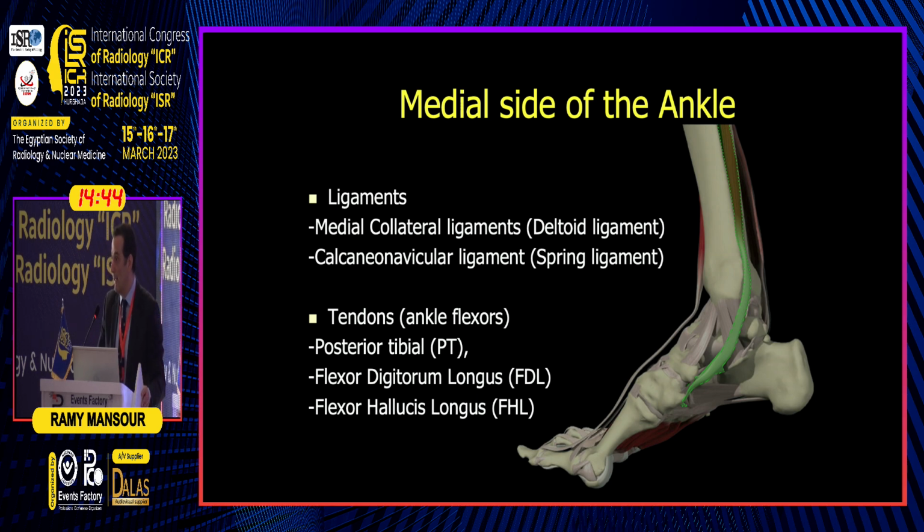The most common entities or anatomy you come across in the medial side of the ankle and hind foot is the ligaments and tendon, and the main ligaments are the medial collateral ligaments, what we used to call deltoid ligaments, and the calcaneonavicular ligament, what we used to call spring ligament. So we don't like to use this term deltoid and spring ligament anymore, but just to let you know. From the tendons, there is the posterior tibial tendon, there is the flexor digitorum longus, and the flexor hallucis longus. And the most important tendon on the medial side is the posterior tibial.